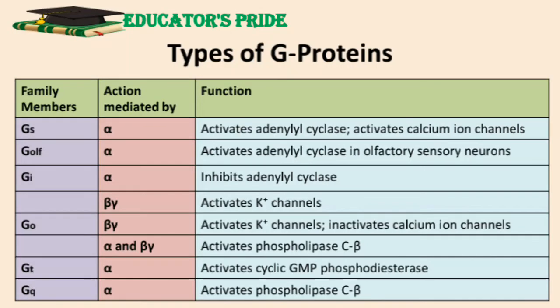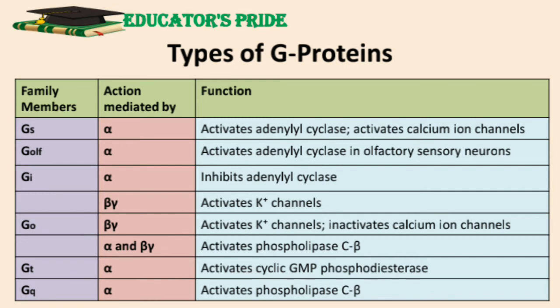Now the types of G proteins. There are various classes of trimeric G proteins as given in the table. These are GS, GOLF, GI, GO, GT, and GQ. The alpha and beta gamma subunits mediate various functions as given in the table. The alpha subunit of GS activates adenylyl cyclase and calcium ion channels. The alpha subunit of GOLF activates adenylyl cyclase in olfactory sensory neurons.